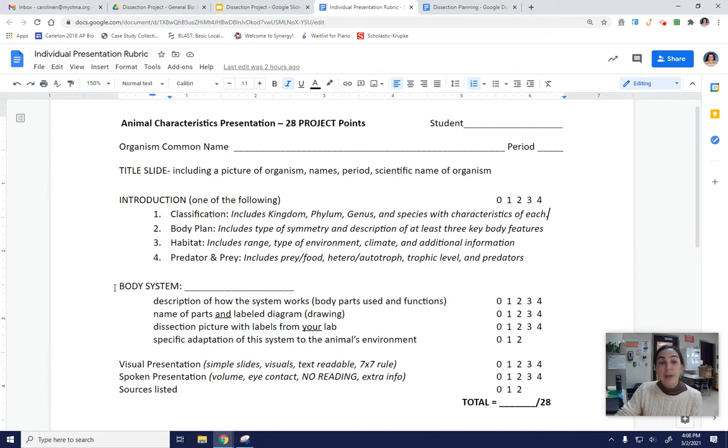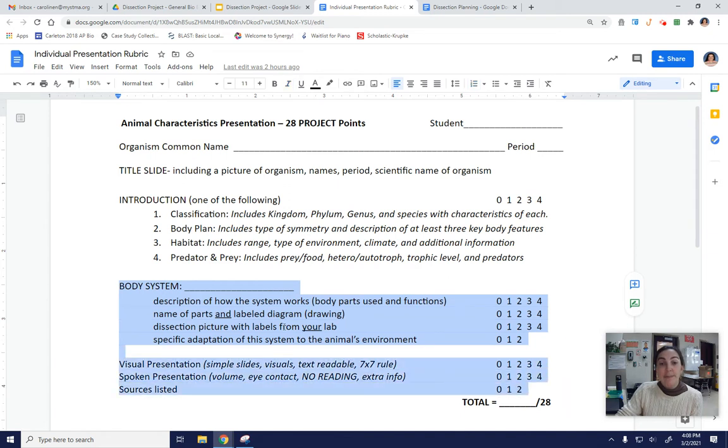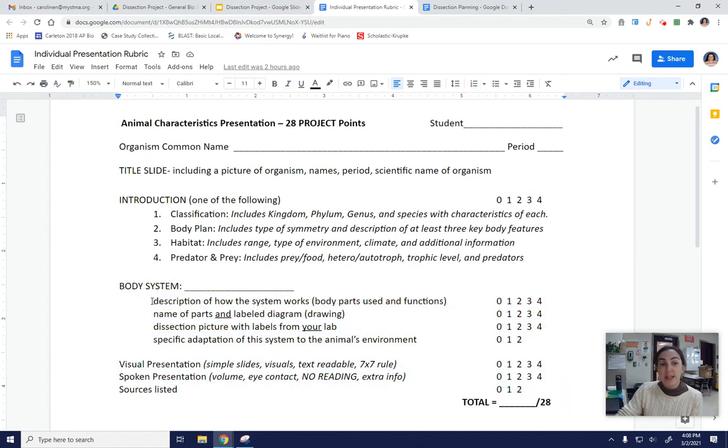You will also be graded on your body system slides, whatever body system that is. So for each person, your body system is graded on these 4 things. As you present, you need to describe how the system works. In other words, what are the body parts or the organs that are part of that system, and how do they all work together to accomplish the goal of that body system, to digest your food or whatever it might be.